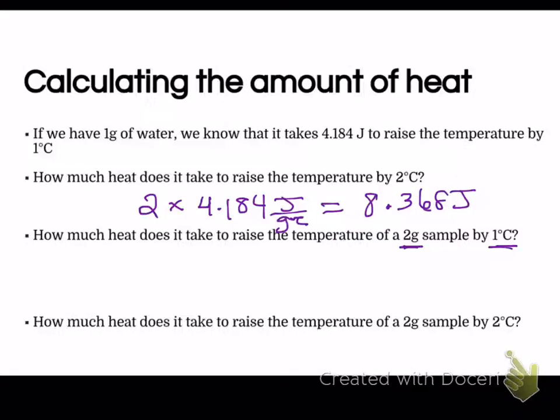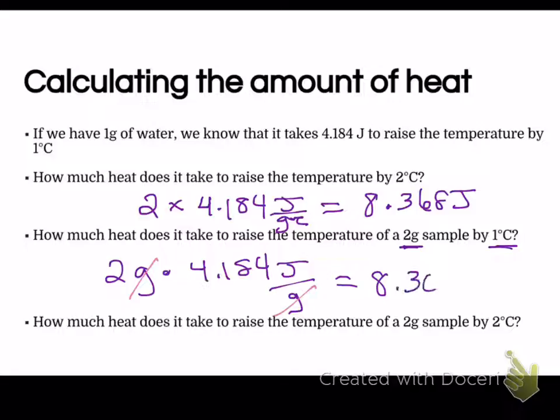Okay, so what if I wanted to raise 2 grams of my sample by 1 degree Celsius? The answer here is we've got 2 grams, and if 1 gram requires 4.184 joules, then this is just dimensional analysis. So here we've got grams on top, grams on the bottom, and it's going to cancel. That means I've done my math right because I get an energy out of that. And so 2 grams would require 8.368 joules to raise the temperature by only 1 degree.